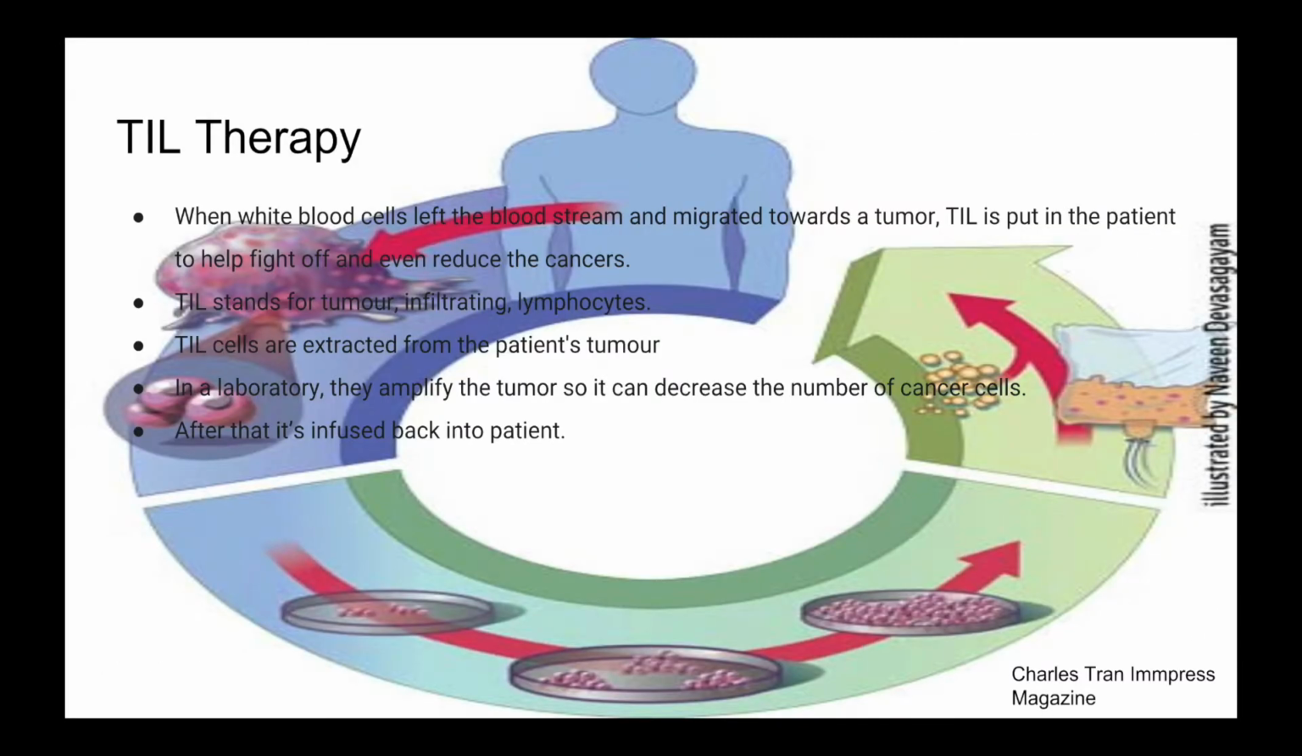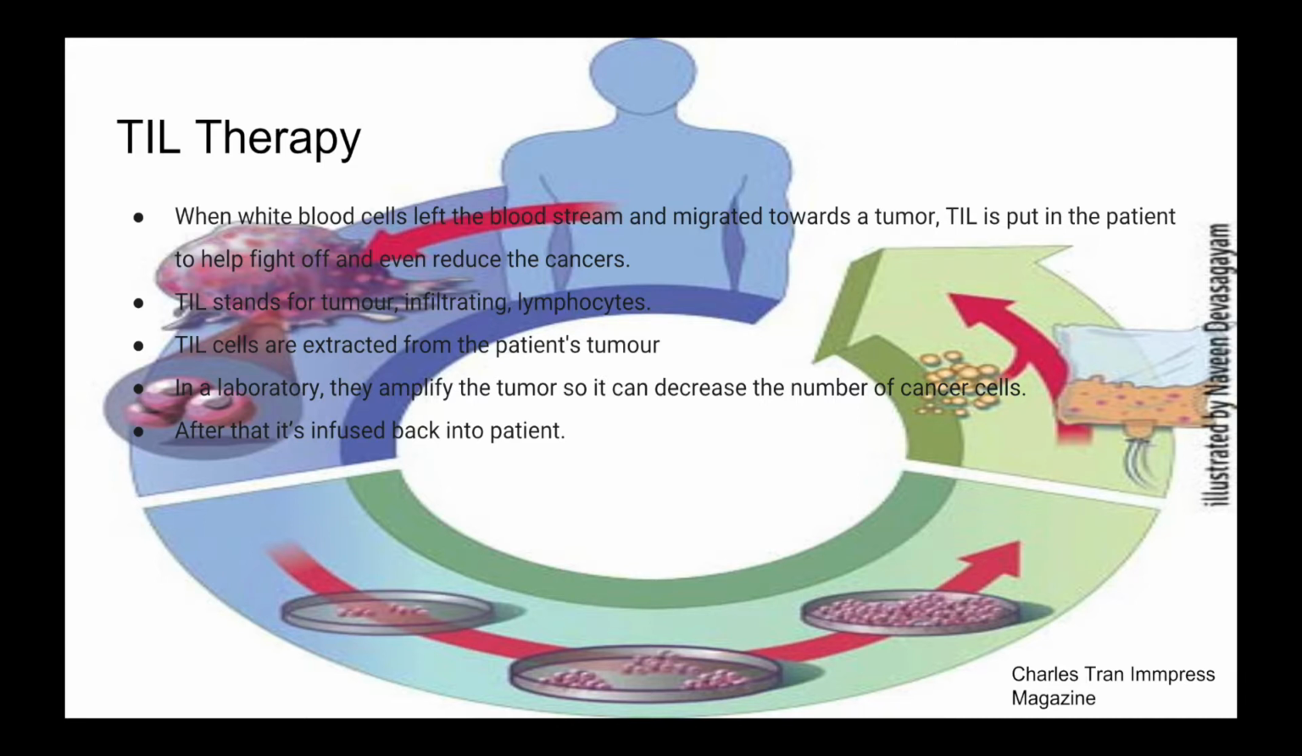The third and final treatment, TIL therapy. When white blood cells leave the bloodstream and migrate towards the tumor, TIL is put into the patient to help fight off and even reduce the cancer tumors and cancer cells. TIL stands for tumor infiltrating lymphocytes.